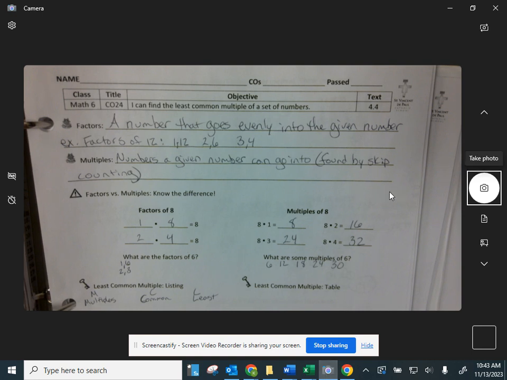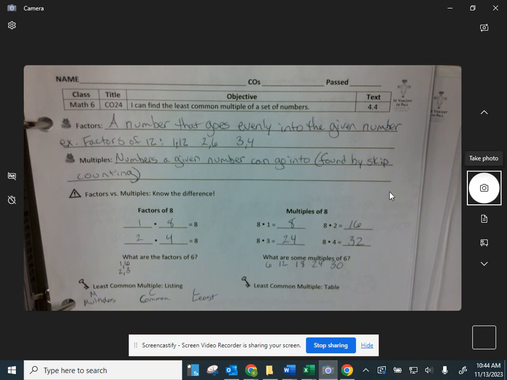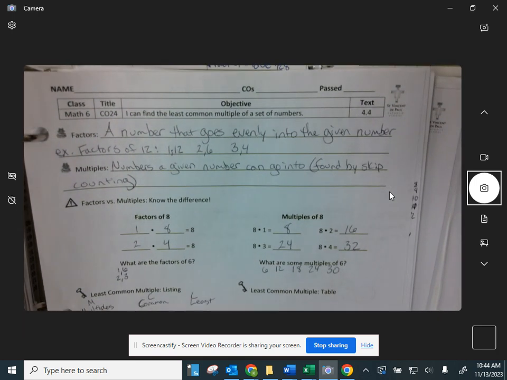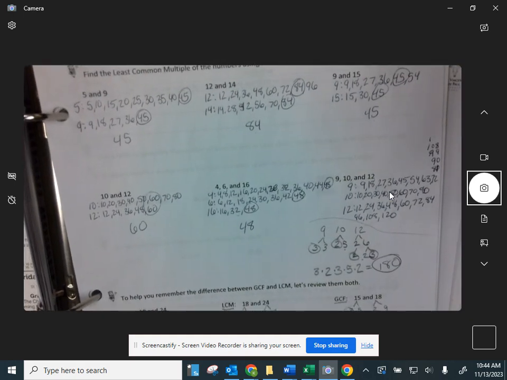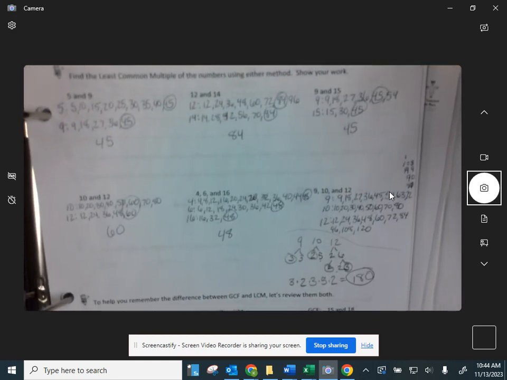Good morning. Today we are correcting CO24. I can find the least common multiple of a set of numbers, the LCM. So we talked about finding that LCM by making lists or by doing the table. Thank you to my friends who are not talking while I am recording and we are going over answers.